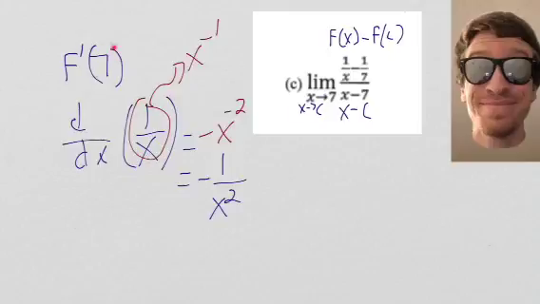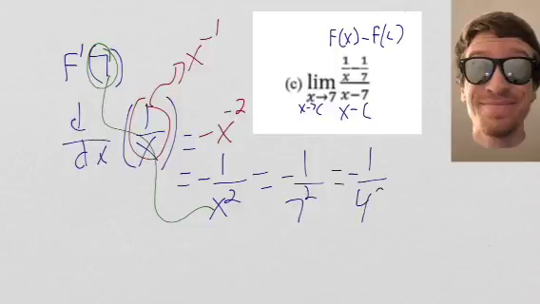We're taking f prime 7, so we can take that 7 and just plug it in right here. So we're going to get negative 1 over 7 squared, which is negative 1 over 49.